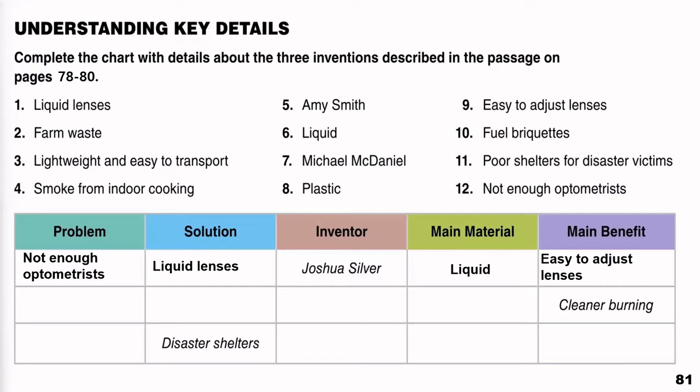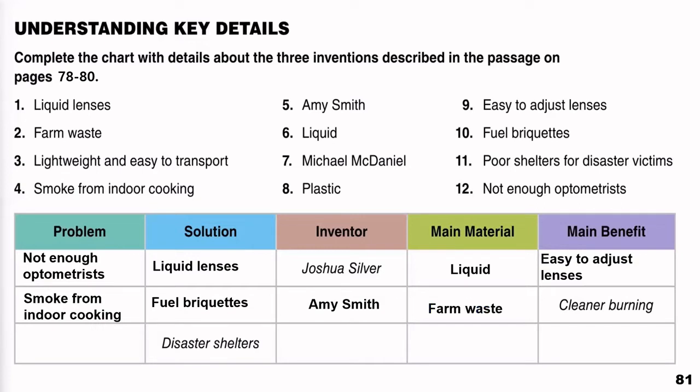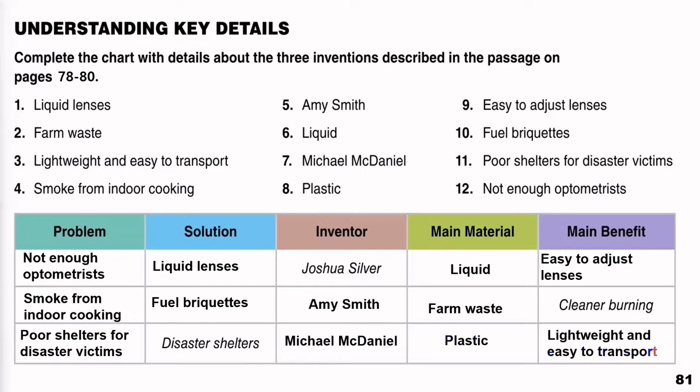So we have the main benefit here is cleaner burning. What's the problem? Smoke from indoor cooking. Solution? Fuel briquettes. Inventor? Amy Smith. Main material? Farm waste. All right, so the last one, of course, is because we've already done the first two, and they even tell you what it is, disaster shelters. What's the problem? Shelters for disaster victims. Inventor, Michael McDaniel. Main material, plastic. Main benefit, lightweight and easy to transport. Okay, like I always do, 5 seconds, do what you need to do.